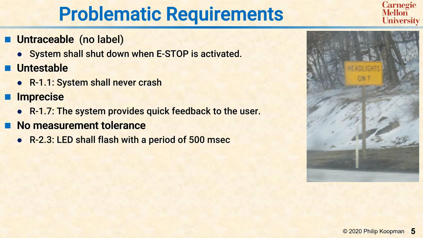Requirements might not have a measurement tolerance. R2.3: LED shall flash with a period of 500 milliseconds. Well, is that 500 milliseconds plus or minus 10 milliseconds? Or is it 500 milliseconds plus or minus 1 nanosecond, which means you have to have hardware to implement it? If there's a margin for timing, it's important that it show up in the requirements.